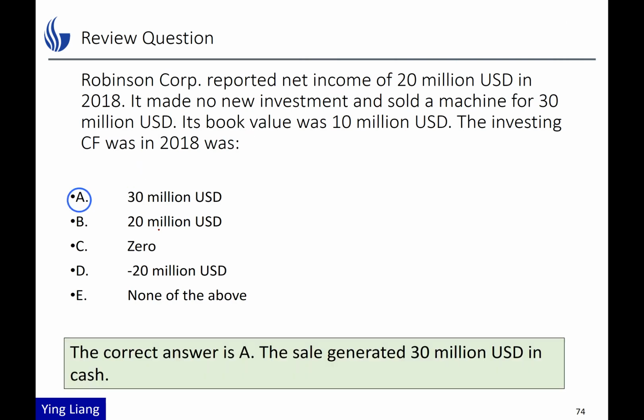The answer is A, $30 million. Well, simply we look at the cash, right? We don't care about the cost, because the book value, I don't even know when you paid the $10 million. It may be more than 10 years ago. For cash flow statements, we only focus on this year's cash changes. In this year, in the investing activity, there's only a $30 million change. So I'm going to classify the $30 million in 2018 as my investing cash flows.